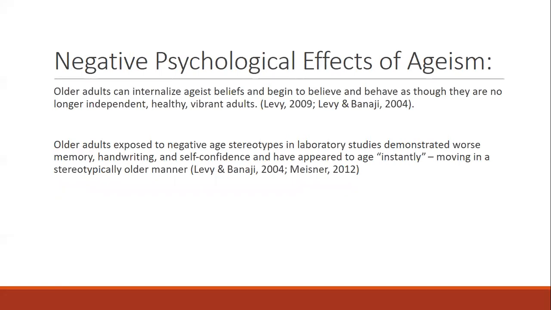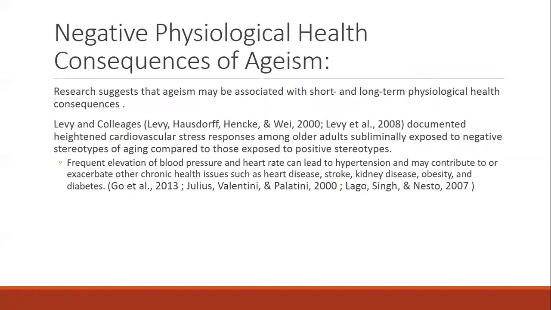So I just want to touch on a couple stats here. The negative psychological effects of ageism are that older adults can internalize ageist beliefs and begin to believe and behave as though they are no longer independent, healthy, vibrant adults. So it's kind of a self-fulfilling prophecy, where certain things just start to be internalized. And older adults exposed to negative stereotypes in laboratory studies also demonstrated worse memory, handwriting, and self-confidence, and appeared to age instantly and move in a stereotypical older manner.